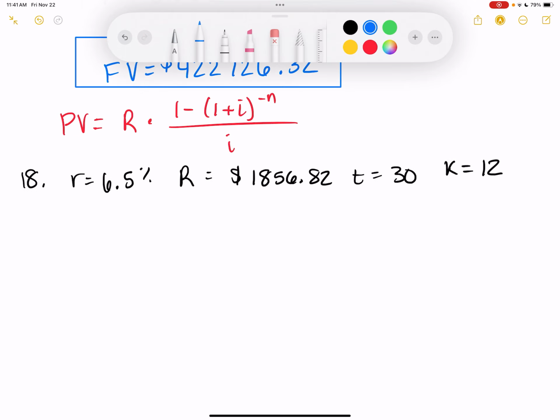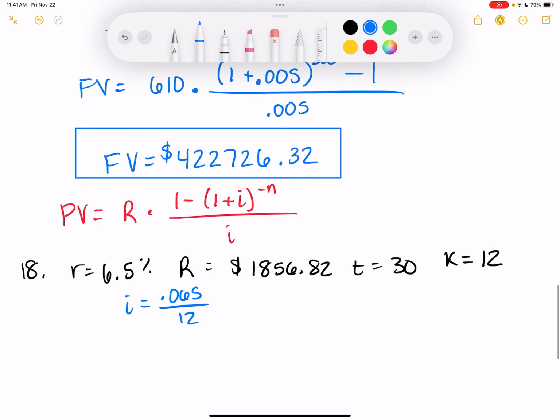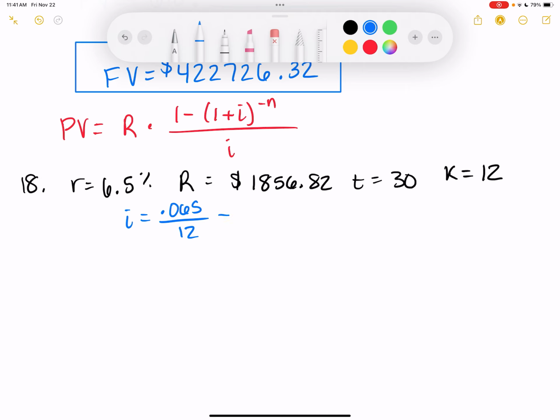So I is equal to 0.065 over 12. I was confused because that was the same as last one, so I thought I was looking at the wrong thing. So we already know this is 0.005. And this is going to do the same thing. If you plug in the fraction versus the rounded decimal, you're going to end up with a different final answer, but it should still be close, more or less. And then n is equal to 30 times 12, which is 360.